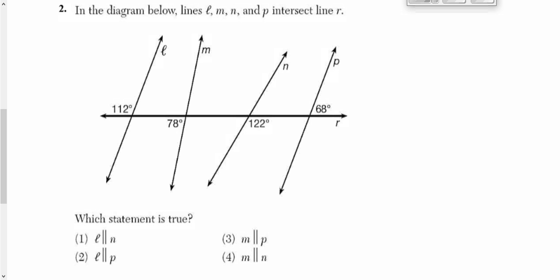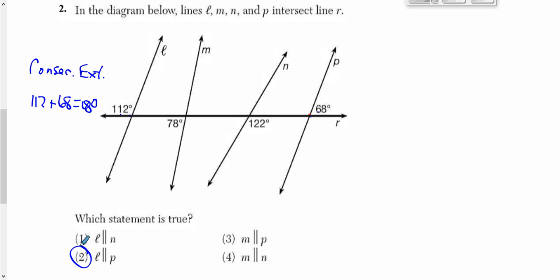What do you guys think? Which lines have to be parallel here? Choice 2, L parallel to P. Why? Those two angles are the ones that have to be corresponding, and 112 and 68 are not corresponding. If we were to think of these as lines with a transversal, what would these be? Consecutive exterior, and they would need to add to 180 to make the lines parallel. Do they?